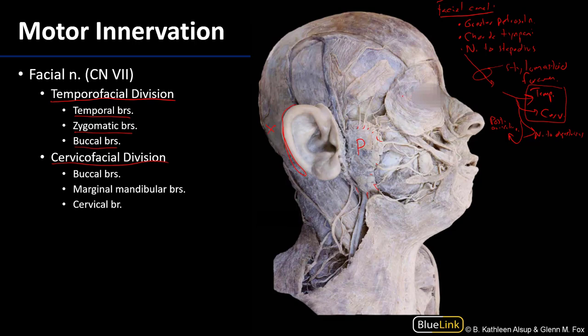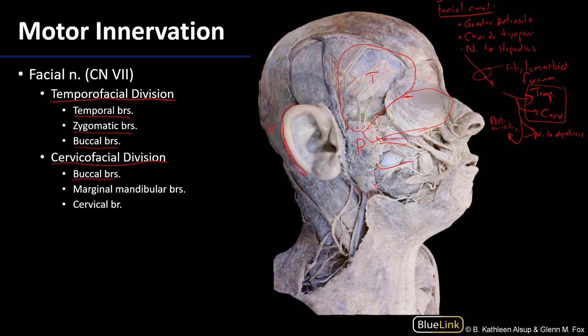Regarding these, as we look at the lateral canthus of the eye, temporal branches are those branches which serve everything superior and lateral to that lateral canthus. The zygomatic branches are going over the zygomatic bone and towards the eye. Buccal branches are going towards the mouth, the buccolabial region, and you'll notice that the cervicofacial division also has buccal branches. These buccal branches are probably the more diverse branches amongst the motor root of the facial nerve.